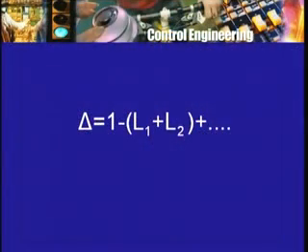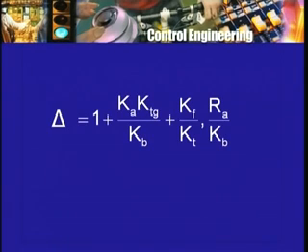And so this is all that you have for delta, namely delta equal to 1 minus L1 plus L2, and therefore delta is equal to 1 plus Ka K tachogenerator divided by Kb plus Kf by Kt multiplied by Ra by Kb. So this is our expression for the common denominator delta, or the determinant of the signal flow graph.